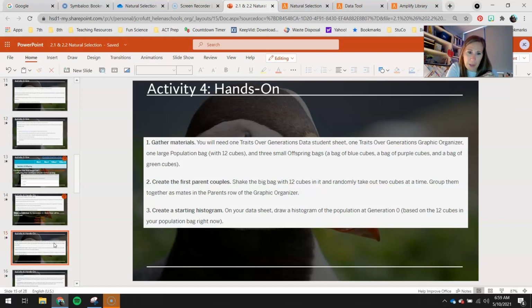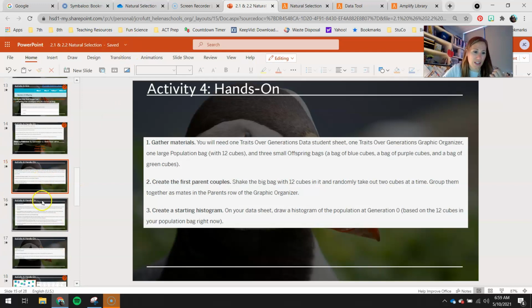So create the first parent couple. Shake the bag with the 12 cubes in it and randomly take out 2 cubes at a time. Obviously, this is going to be hard for you guys to do the random part of this, so just do the best you can trying to randomly select parents. Group them together as mates in the parents row of the graphic organizer.